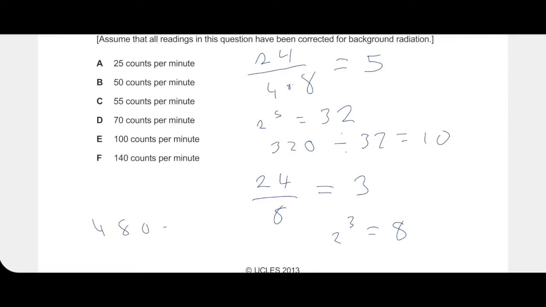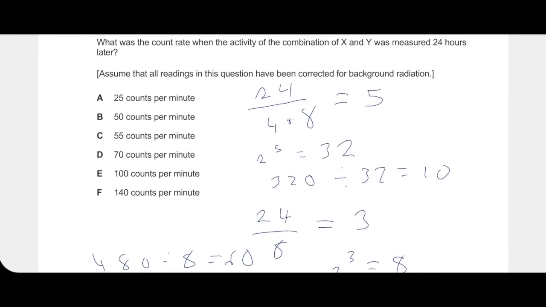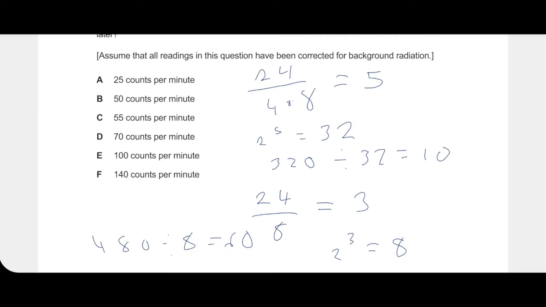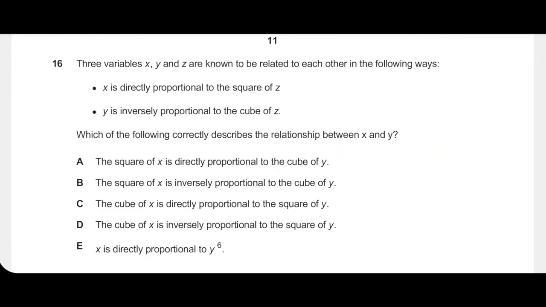480 divided by 8 is equal to 60. And we want to work out the total count rate after 24 hours. 60 plus 10 is equal to 70. Therefore, the answer is D. And that's question number 15. Question number 15 completed. Question number 16.